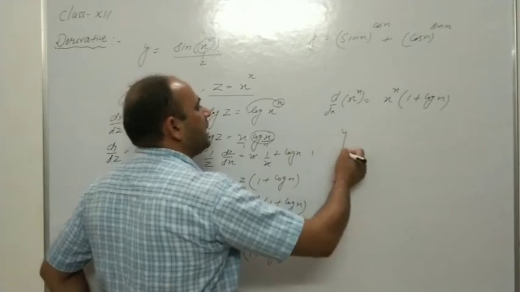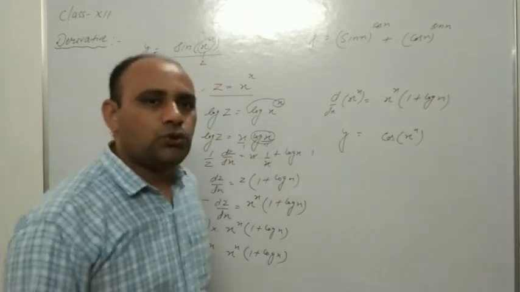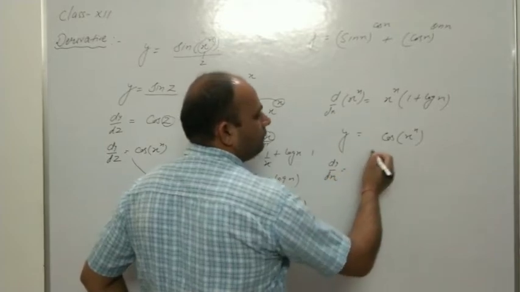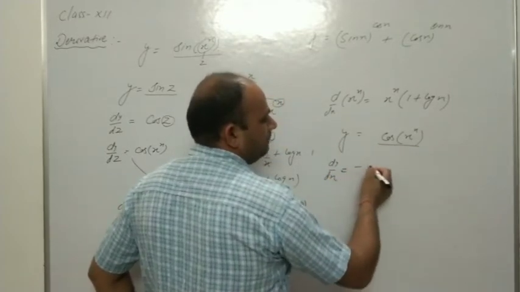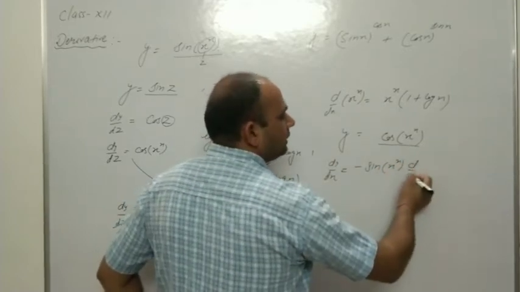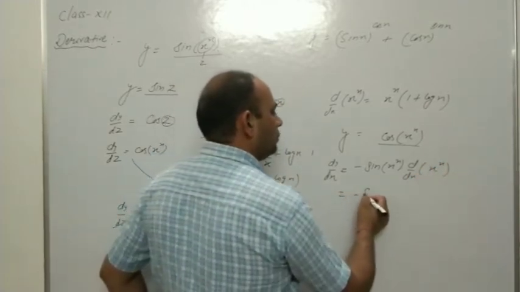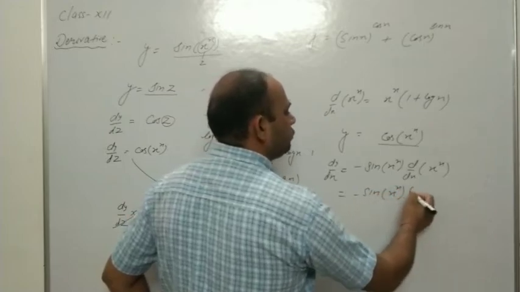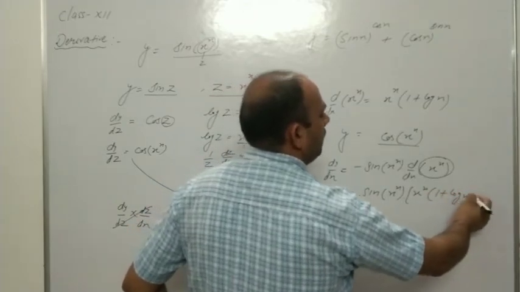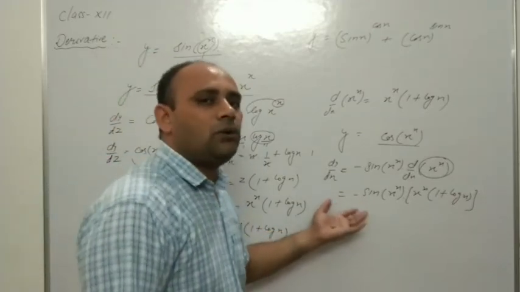Suppose our question is the derivative of cos of (x raised to power x). So you can do it directly also. You know dy by dx is the derivative of cos f(x), which is minus sin f(x), into the derivative of f(x) also. And you know the derivative of x raised to power x is x raised to power x into (1 plus log x). Okay, you can do it directly also. Now next problem.